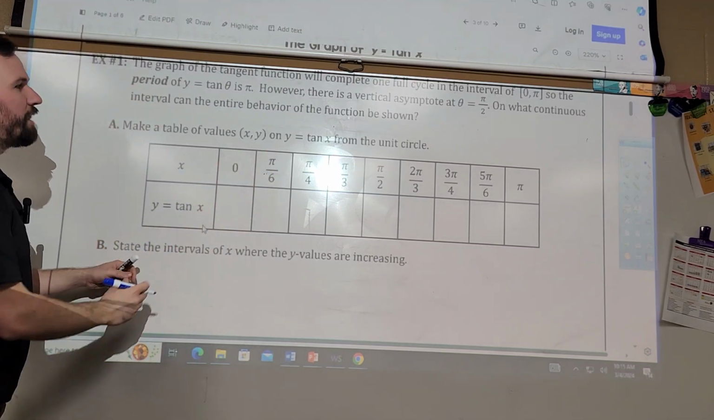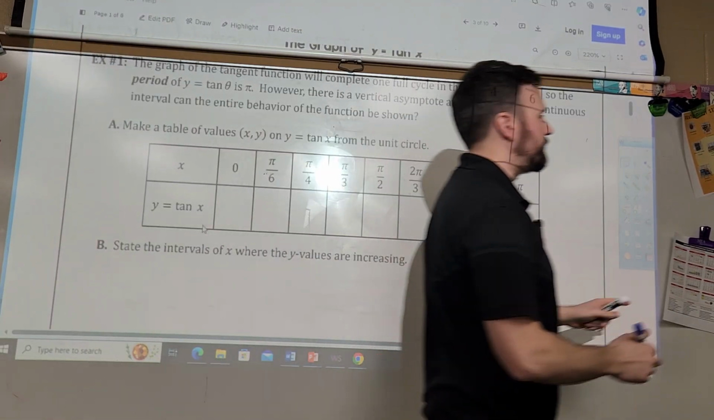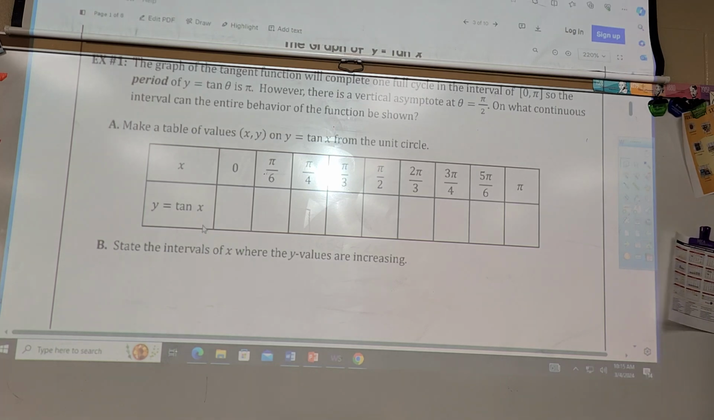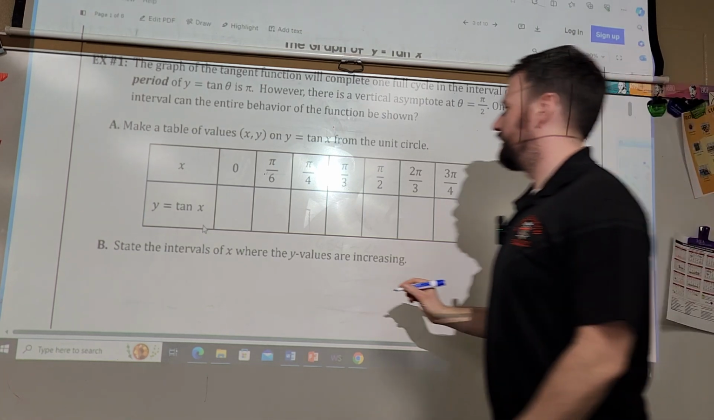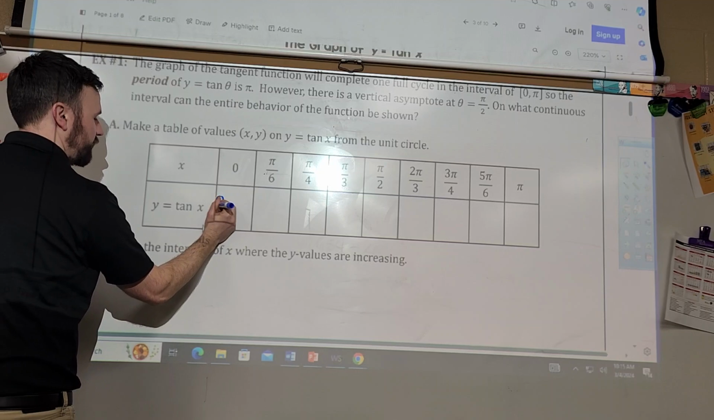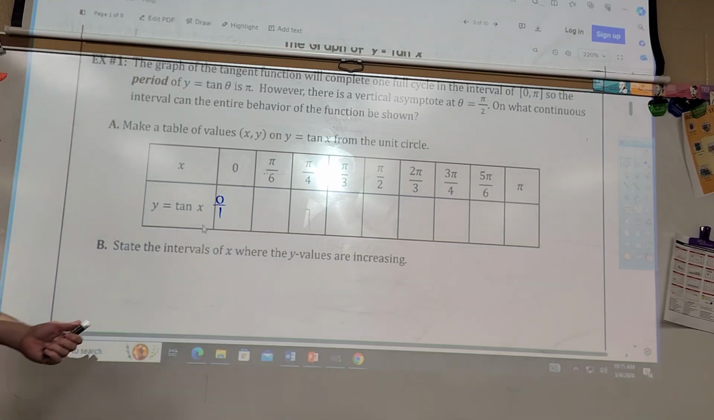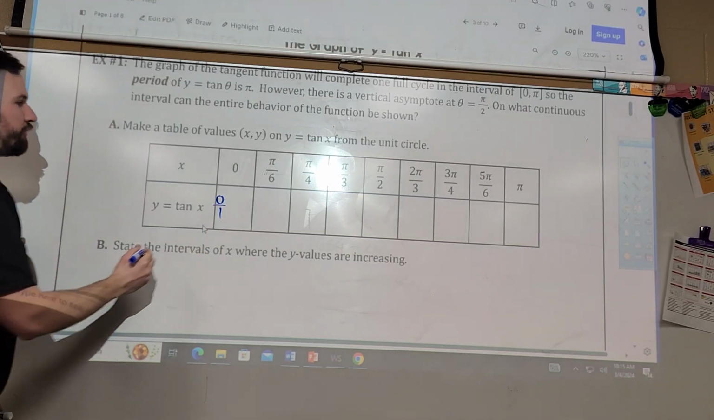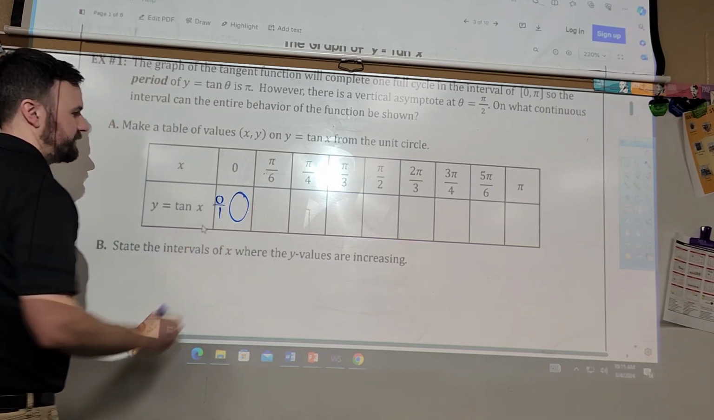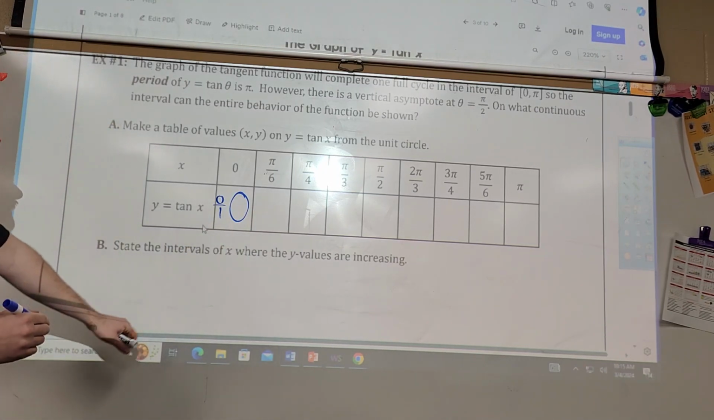All right, here we go. Let's go through and figure this out. How do I find tan of 0? Tan of 0 is 0 over 1, right? From my unit circle. So what's 0 over 1 equal to? 0, like the amount of money in my wallet.